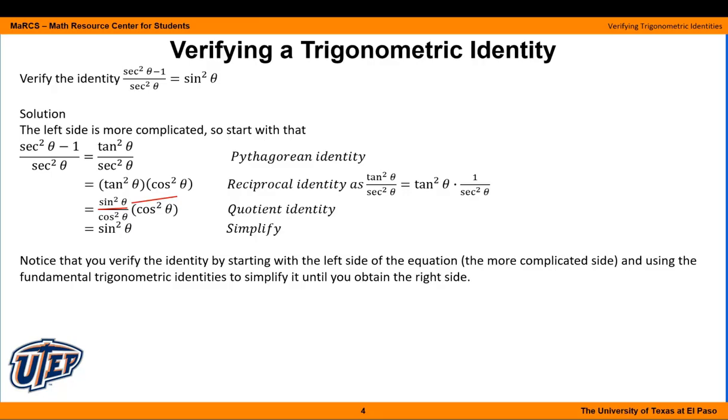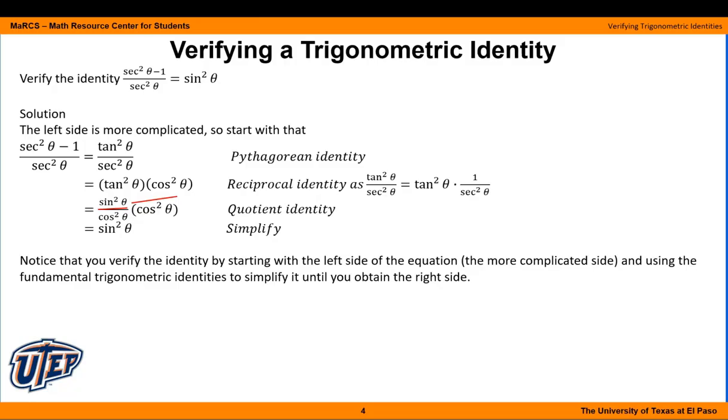Let's verify our first identity. Notice that the left side appears more complicated than the right side, so we begin there. The first step is to use the Pythagorean identity. Since secant squared theta minus 1 equals tangent squared theta, we can replace the numerator. Next, we use the reciprocal identity to rewrite 1 over secant squared theta as cosine squared theta.